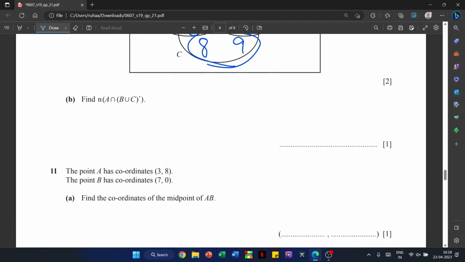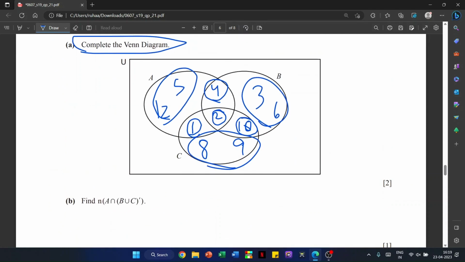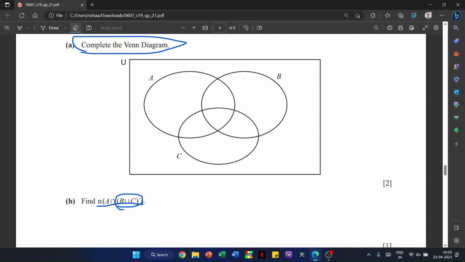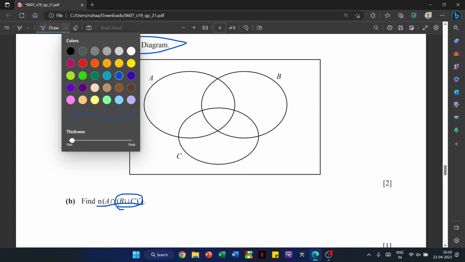Now find the number of elements in, so each of these individual numbers is nothing but elements. So we call this the number of elements in A intersection B union C not, or prime. So the first thing is to work from inside. So what I'm going to do is just erase all of this and just work on this over here. I'm just going to change the color.